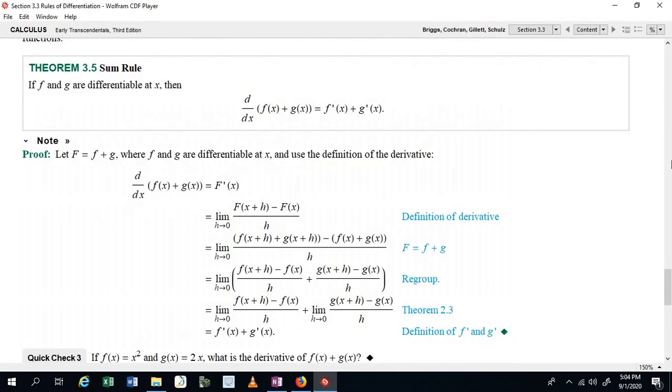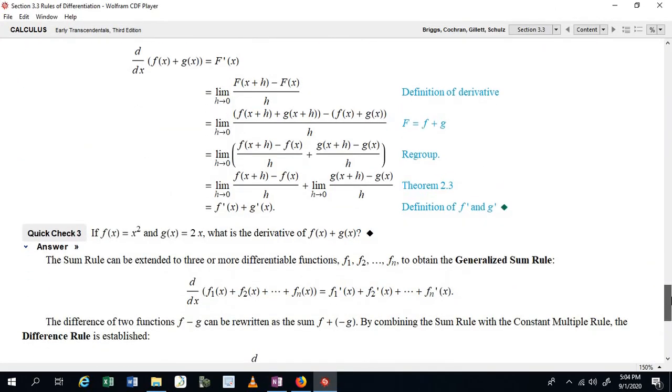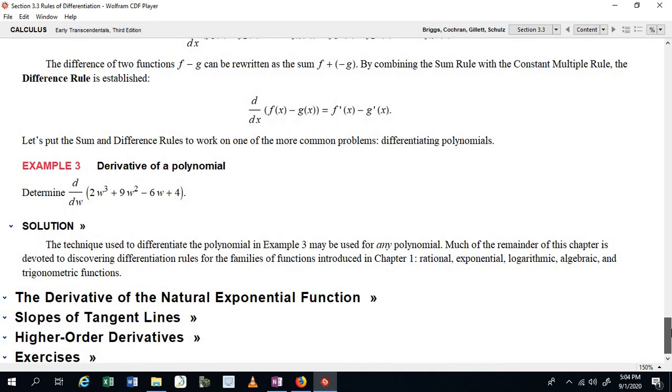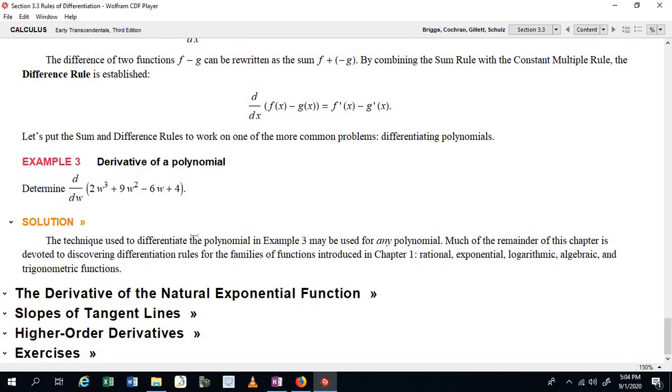Okay, so those are kind of the basic rules of derivatives. You should get familiar with those rules. And then later on in this section, we'll talk about how you find the derivative of exponential functions or the natural exponential function. And then we'll talk about higher order derivatives as well.